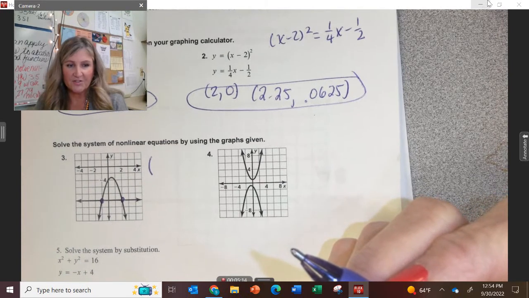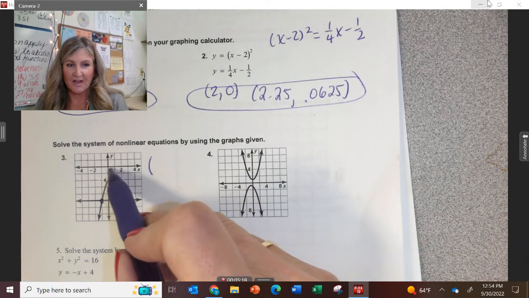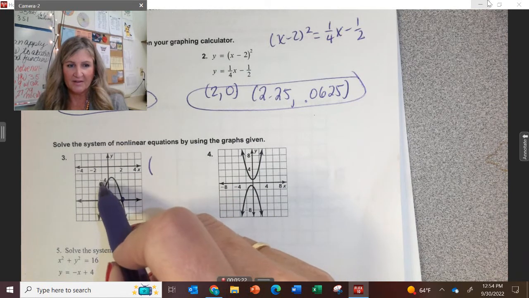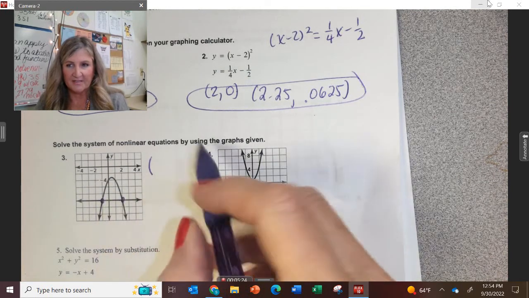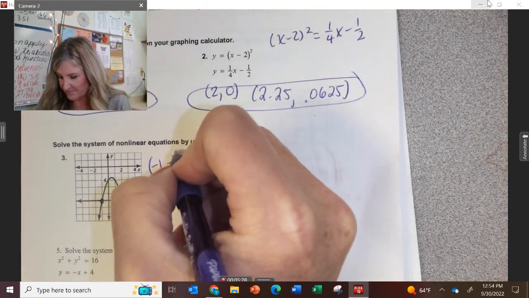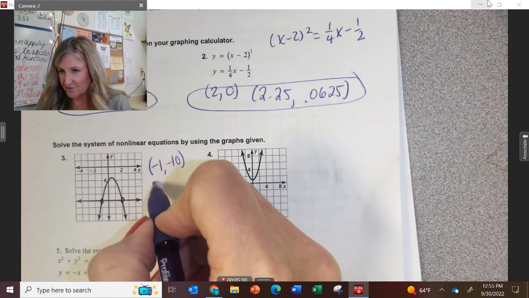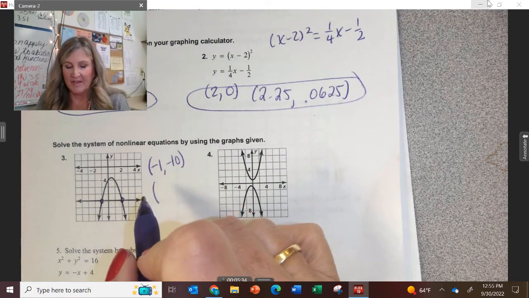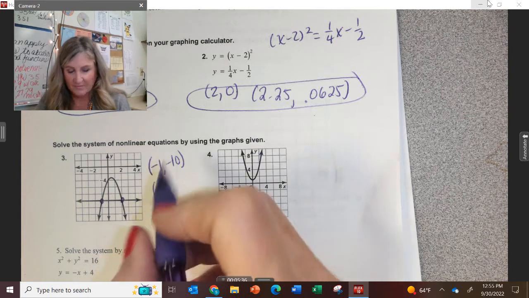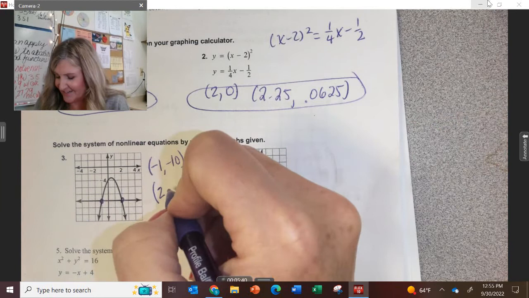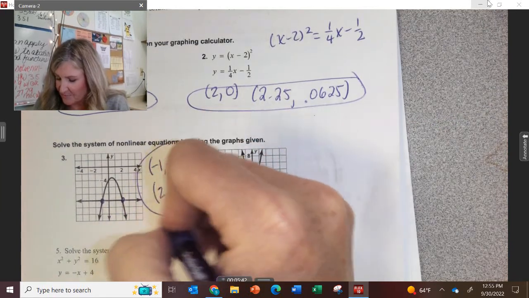Armin, do you have one of the solutions? No. Can you count the coordinates? This is over 1. There's 4, 6, 8, 10. So what's the point? -1, -10. Then we have another solution over here. And what is that one going to be, Armin? 2, -10. Good. So those are going to be our solutions.